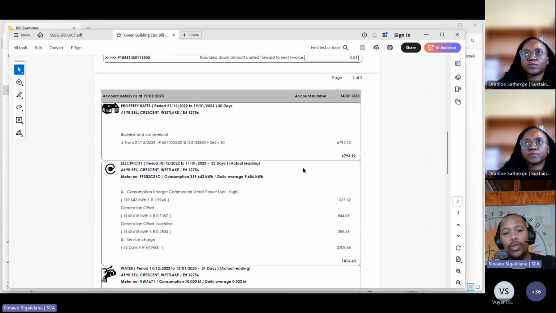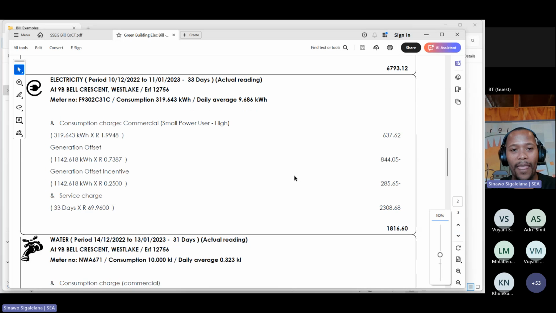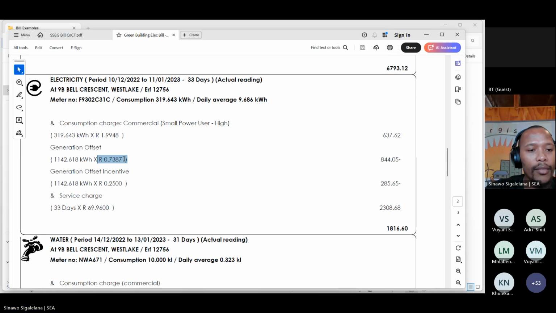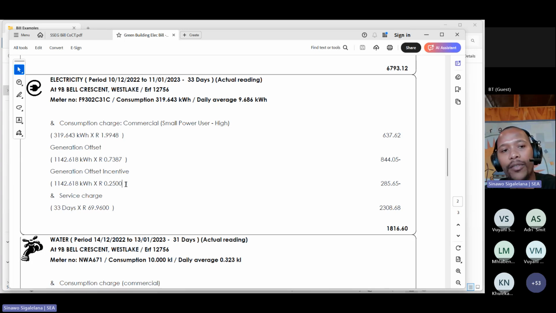So this particular municipality, right? Names are expensive. I can't say which one it is. So this particular municipality, if we look at this bill, they have an export credit, right? But also over and above that, they introduced a generation offset incentive, right? Because like I said, from a customer perspective, the most important thing, you want to pay back that investment as fast as possible. And incentives play a critical role in that. So the higher the incentive, the better for the customer.